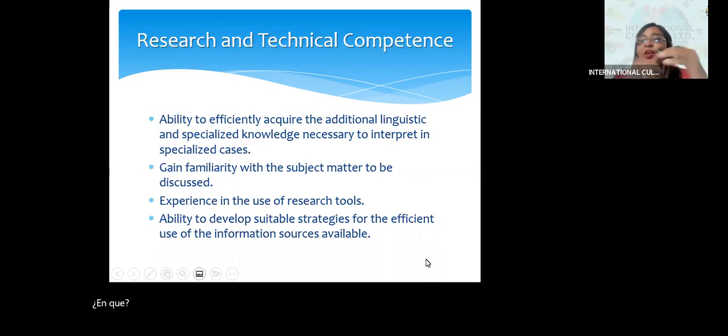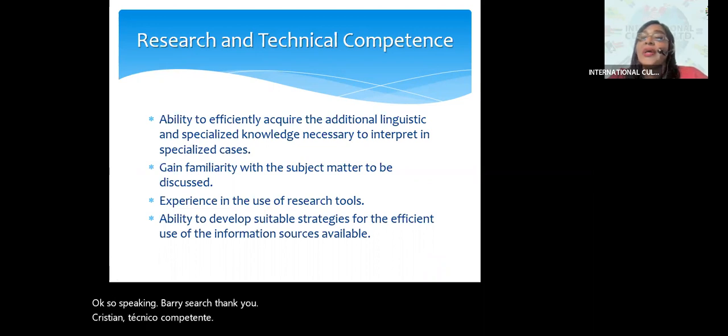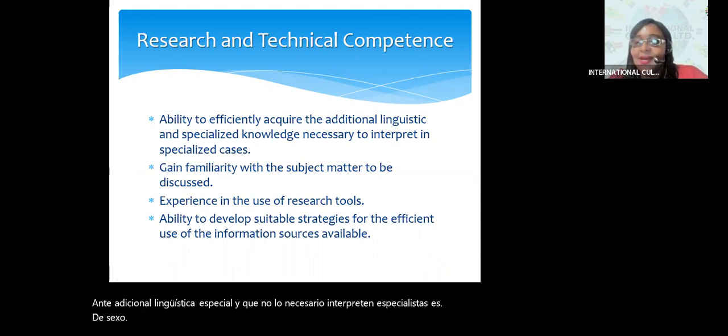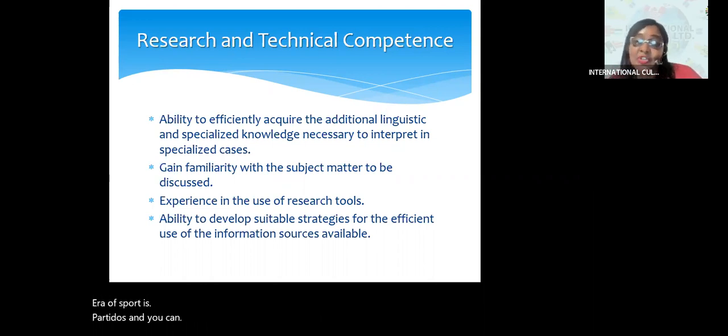Okay, so speaking about research: research and technical competence. Ability to efficiently acquire the additional linguistic and specialized knowledge necessary to interpret in specialized cases. This is exactly what Gio was talking about. Many of you might be offered to interpret at a conference that might not necessarily be your area of expertise, but it doesn't mean that maybe you can't venture into it.